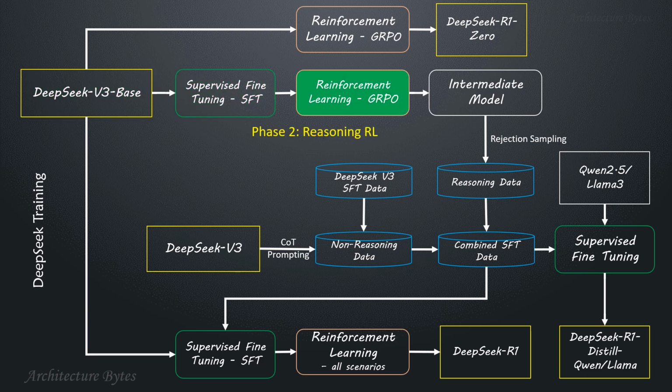Phase 2 is reasoning reinforcement learning with GRPO. In this phase, large-scale reinforcement learning is applied similar to the approach used in DeepSeek R1-Zero. This phase enhances the model's reasoning abilities in domains like coding, mathematics, science, and logic reasoning, where well-defined reward rules can be established based on clear, verifiable solutions.